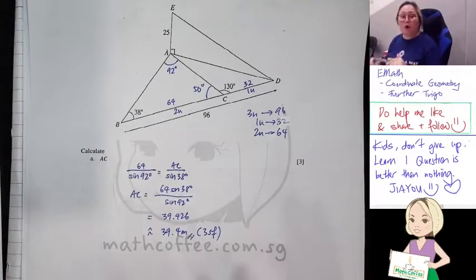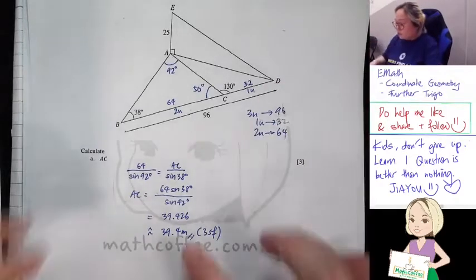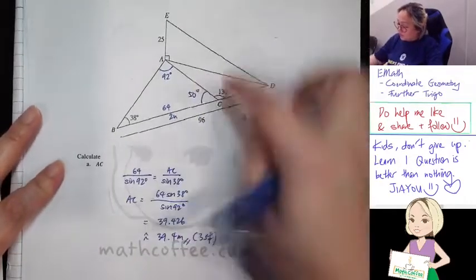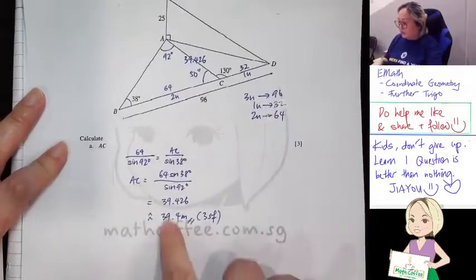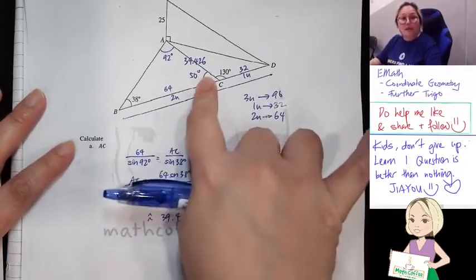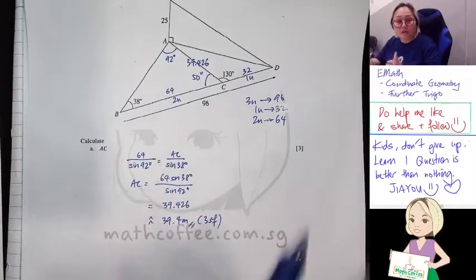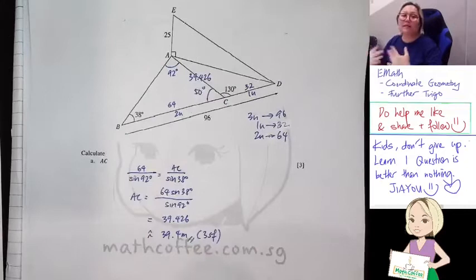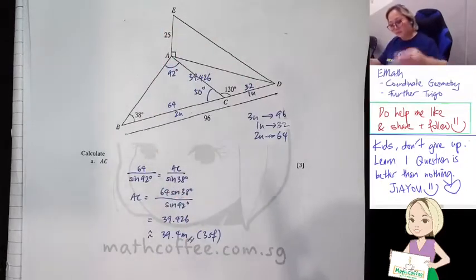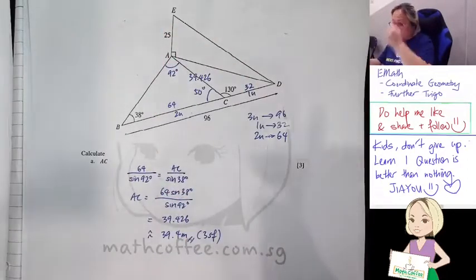And don't forget to always update the diagram. So 39.426, put it here. Please don't put 39.4 in the diagram. You must always use the long number to do your calculation. So always write the long number in the diagram. Okay? Okay, let's move on.